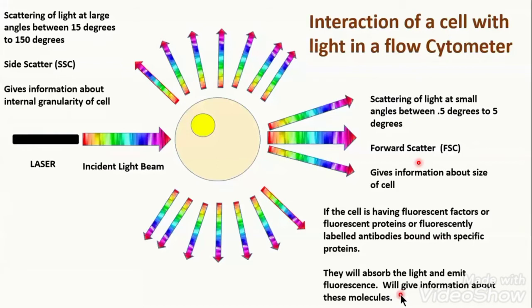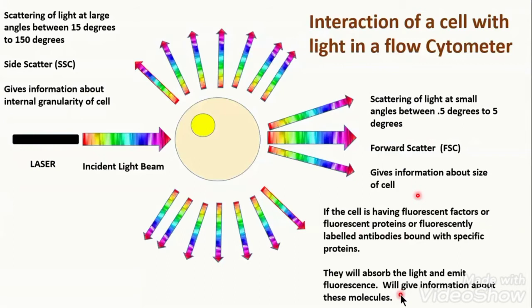Now, forward scatter is actually giving you the information about size of the cell. So if you are having bigger cell, then there will be higher value of forward scatter or higher value of scattering caused because of size of cell. Now, higher the value of FSC means you are having bigger cell. Lower the value of FSC or forward scatter, you are having a smaller cell. So by using the values of FSC and by using this first parameter, forward scatter, we are understanding the size of the cell.